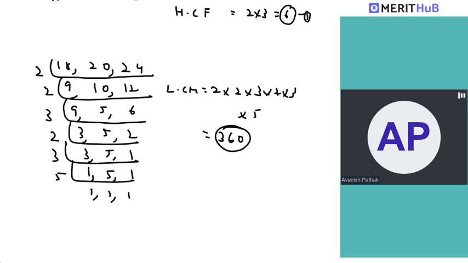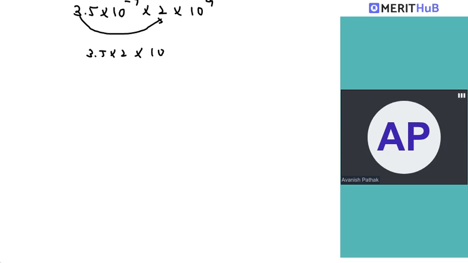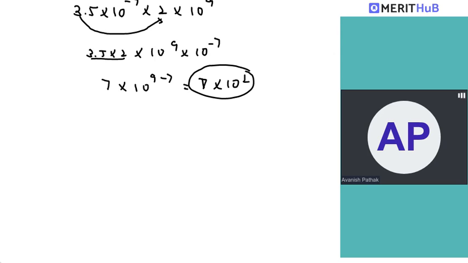The other board question that asked on the numbers that we have discussed so far is the standard form. So that means they have asked you to find out 3.5 into 10 to the power minus 7, multiplied by 2 into 10 to the power 9. So that's a two marker question. So we'll first multiply the numbers. So that's 3.5 into 2 into 10 to the power 9 into 10 to the power minus 7. So we got 3.5 into 2 is 7, and that's 10 to the power 9 minus 7. So that's 7 into 10 square. So that's the final answer. So you get 1 mark for writing this correctly and 1 mark for calculating this part correctly. So get full 2 marks in a similar way.